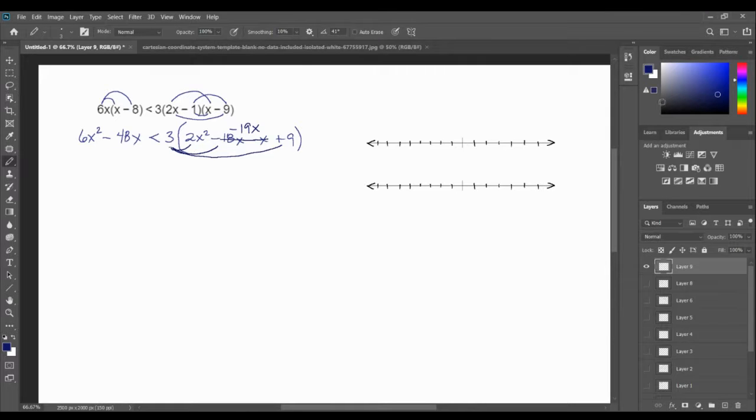So I'll distribute that 3 through. So now I've got 6x squared minus 48x is less than 3 times 2x squared, which is 6x squared. 3 times -19x is -57x. 3 times 9 is 27. Now I can subtract 6x squared from both sides. Let's go ahead and add 57x to both sides so I can get all of the x terms on one side.